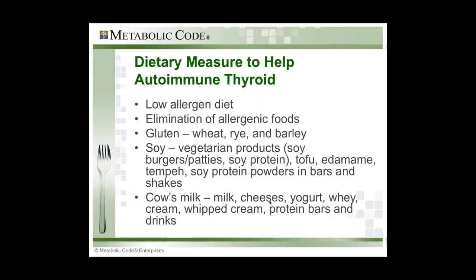So for autoimmune thyroid, a low allergen diet is critical, and elimination of the common, highly allergenic foods. And what a lot of people don't understand is that what makes a food an allergenic food is the structure of the proteins in the food. And some foods have a lot of, the food scientists know the allergenic proteins.